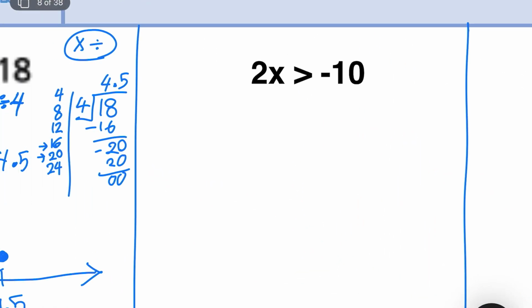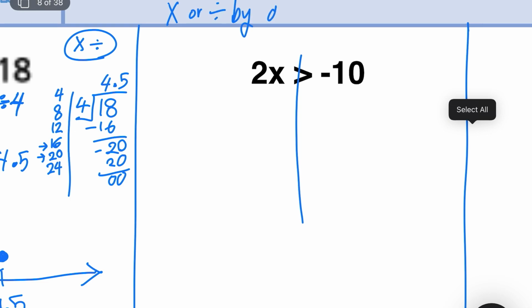Here we have 2x more than negative 10. You will tell me, Miss, now we have a negative. Again, the rule is when you are multiplying or dividing by a negative number, it should be multiplied by negative, let's say 7, or divide by negative, let's say 7. Okay, so let's see if I will have to cancel a number and multiply or divide by that number and it's a negative number.